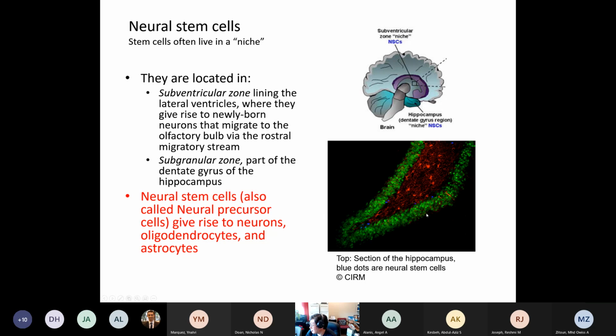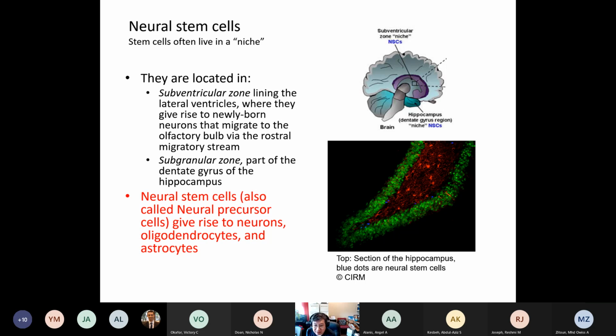And on the bottom picture here, the green labeled region is part of the dentate gyrus. This is the granular zone. It's called the granular zone here. It's the green part, and then underneath that green layer, you can see some blue cells, very small amount, some blue cells in that place. That is the stem cells, neuron stem cells that you will find in the hippocampus.